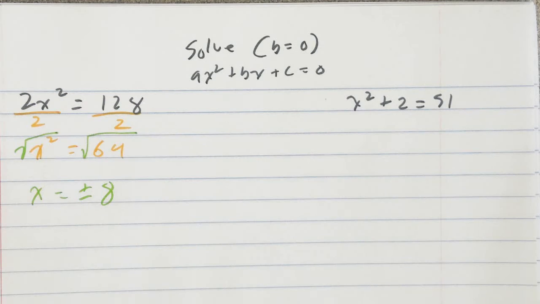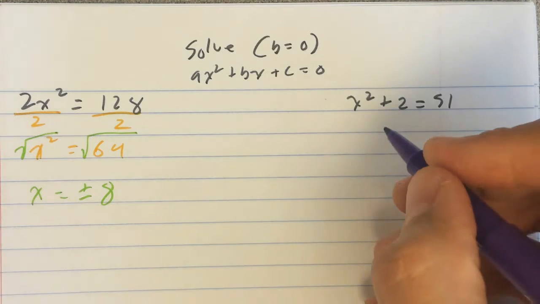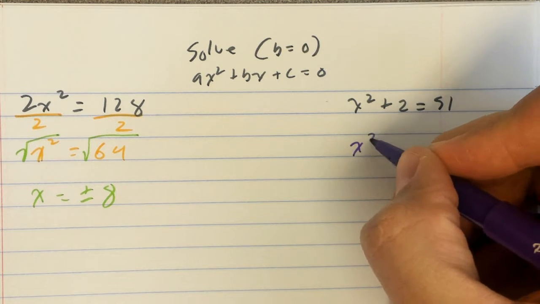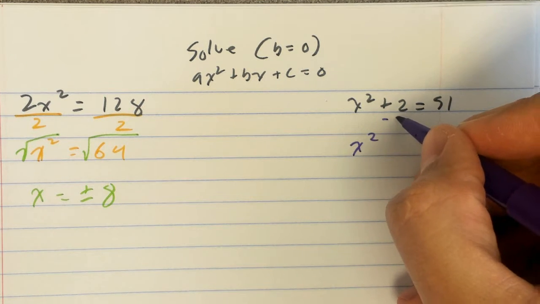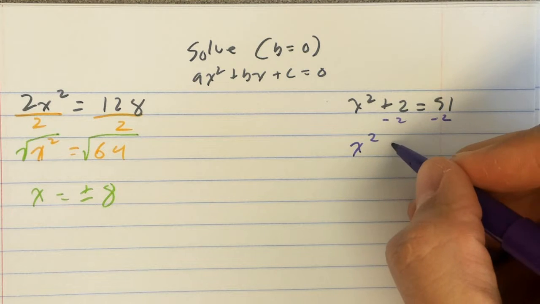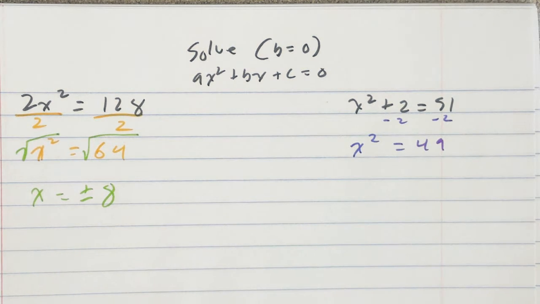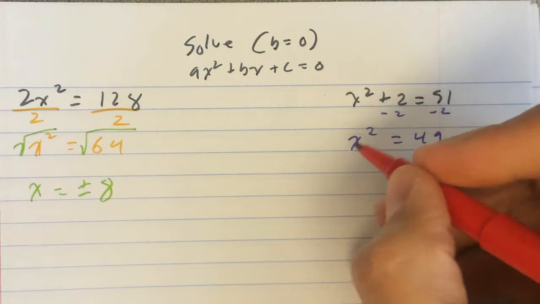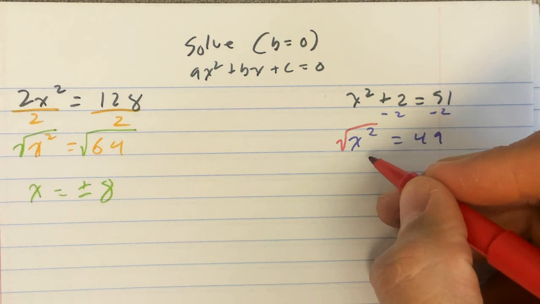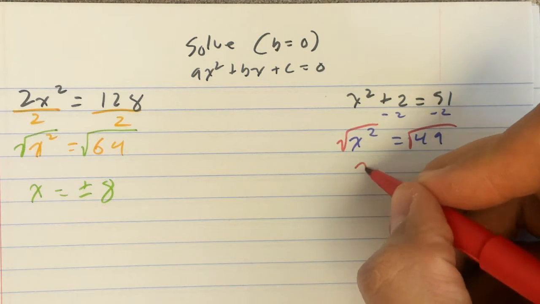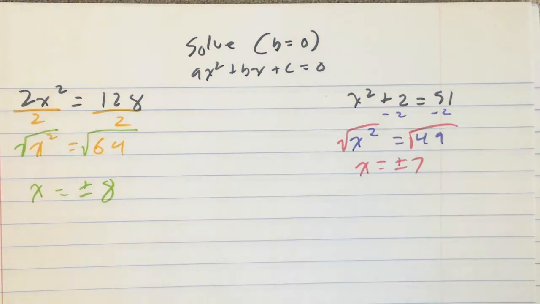Next one, x squared plus 2 is equal to 51. I have x squared, so I'm going to take away 2. X squared is equal to 49. Sets it up nice and easy for us. X squared is by itself, so I can take the square root on both sides. X is equal to plus or minus 7.